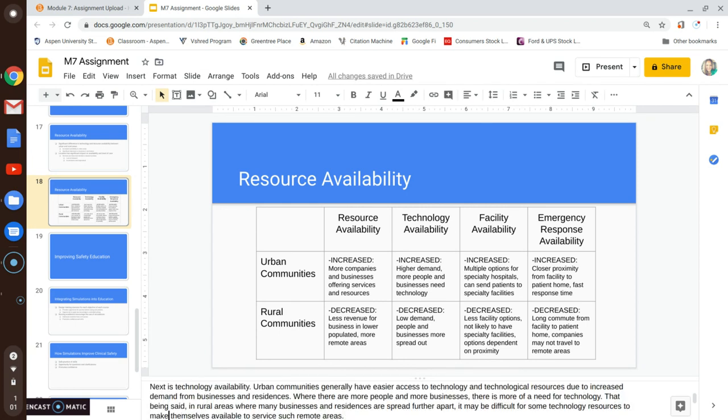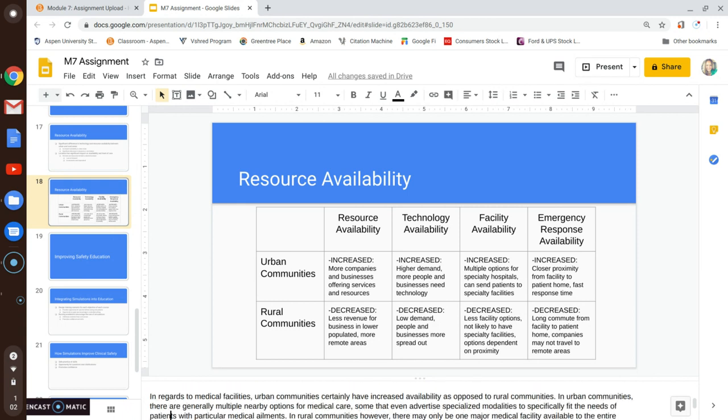Next is technology availability. Urban communities generally have easier access to technology and technological resources due to increased demand from businesses and residences. Where there are more people and more businesses, there's more of a need for technology. That being said, in rural areas where many businesses and residents are spread further apart, it may be difficult for technological resources to make themselves available to service such remote areas.